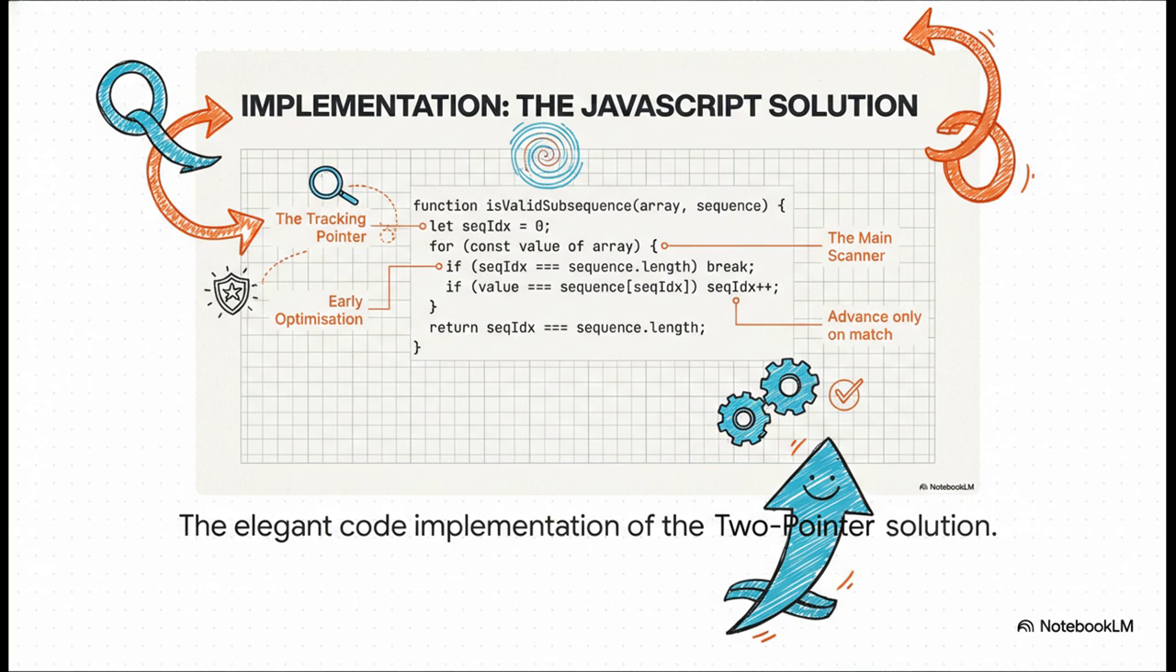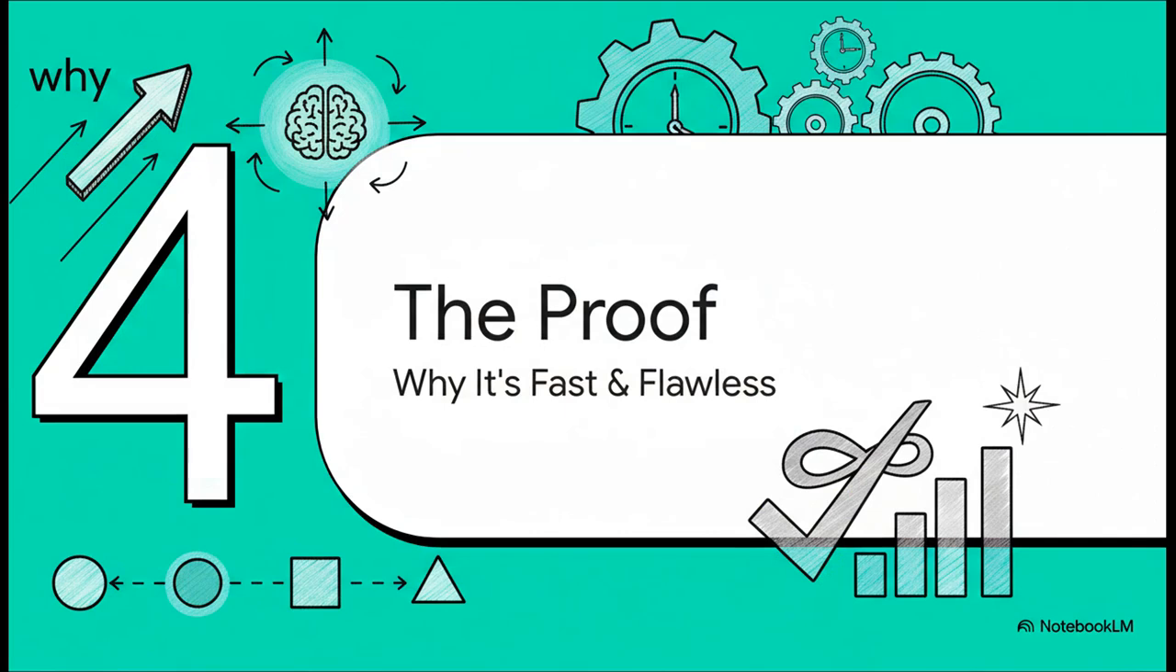It's surprisingly simple, isn't it? That let seqIdx = 0 line, that's our tracking pointer. The for loop, that's our main iterator scanning through the array. And the most important line is right there in the middle. We only increment our seqIdx if we find a match. And that final return statement, it's just checking for that success condition we just talked about. That's it. So, we know how it works.